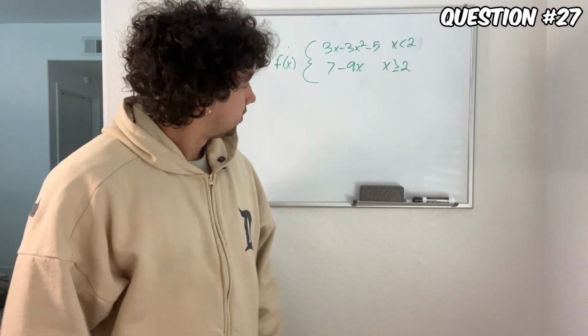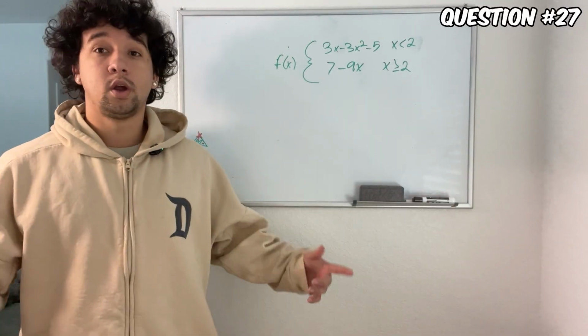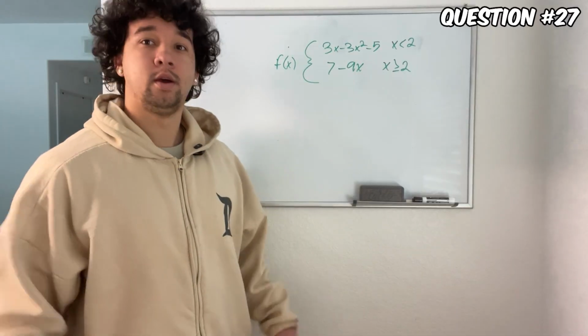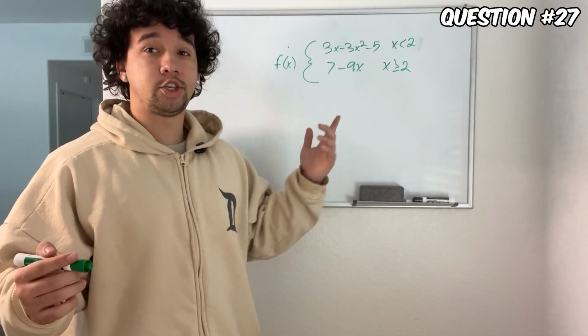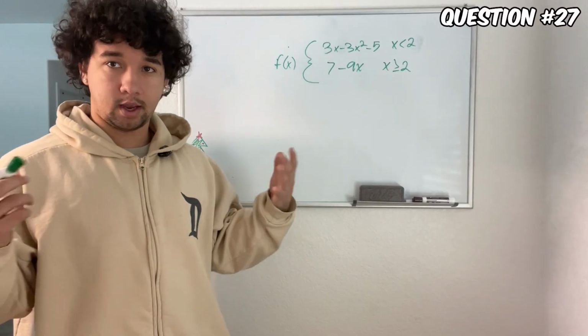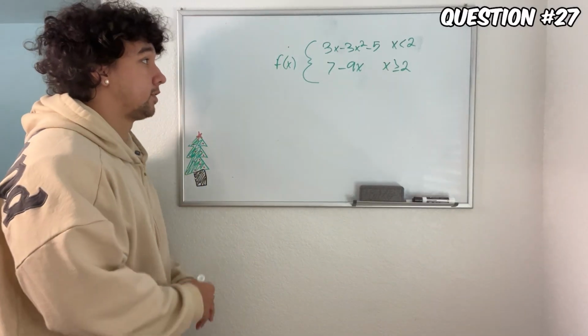All right, we're coming up on the end here. We're pretty close. Next one here, we have 3x minus 3x squared minus 5, and so on. I have to figure out if it's differentiable at x equals 2. If something is differentiable, it means it's continuous and I can differentiate it and the limits can be the same on both sides. So first things first, is it continuous?